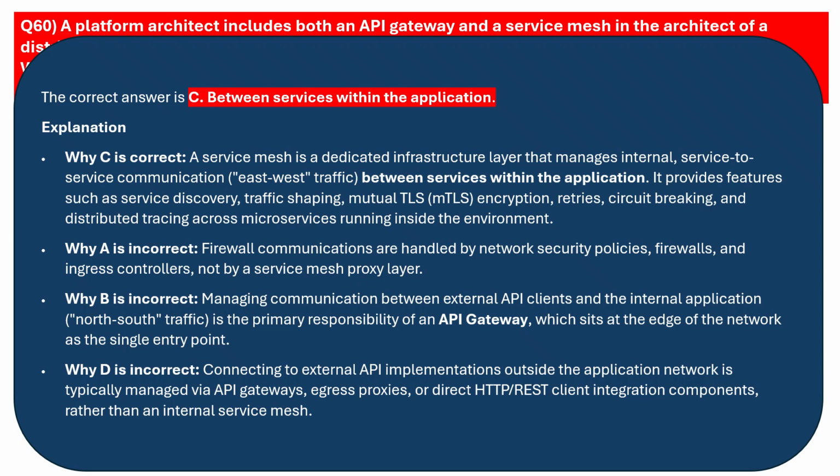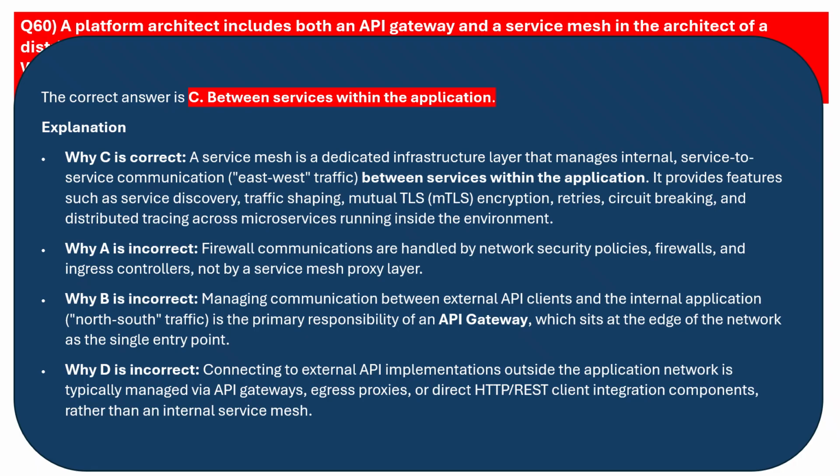The correct answer is C. Between services within the application. Explanation. Why C is correct. A service mesh is a dedicated infrastructure layer that manages internal service-to-service communication, east-west traffic, between services within the application. It provides features such as service discovery, traffic shaping, mutual TLS, mTLS, encryption, retries, circuit breaking, and distributed tracing across microservices running inside the environment.